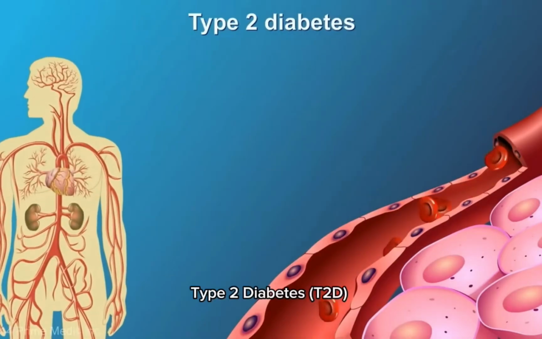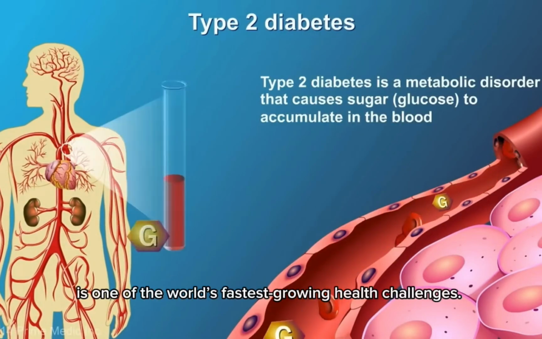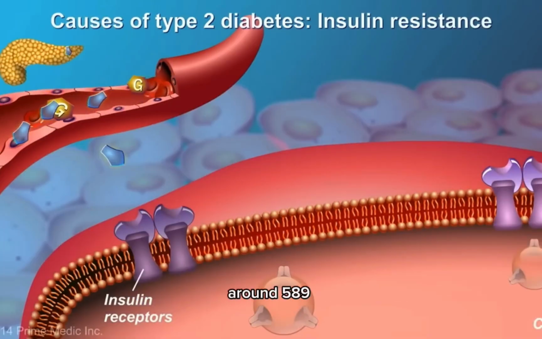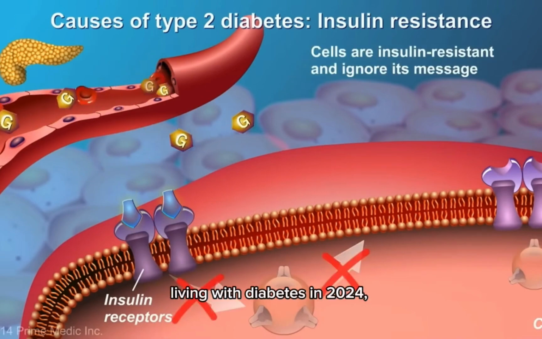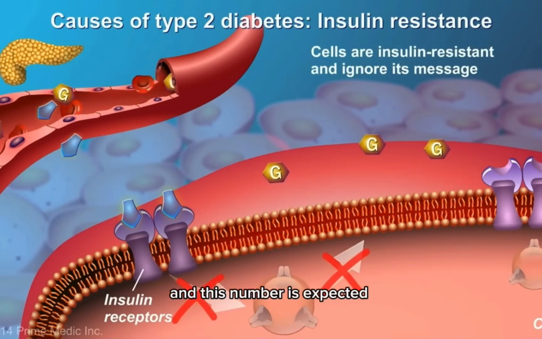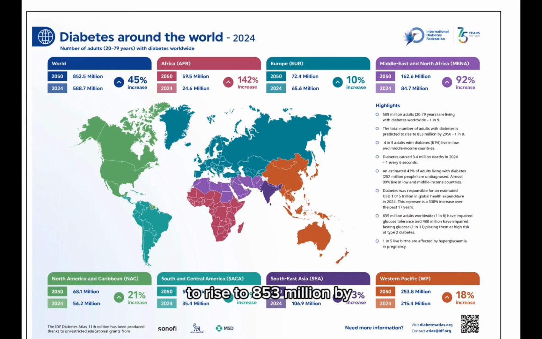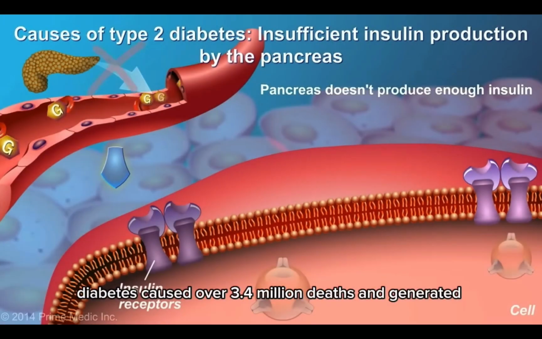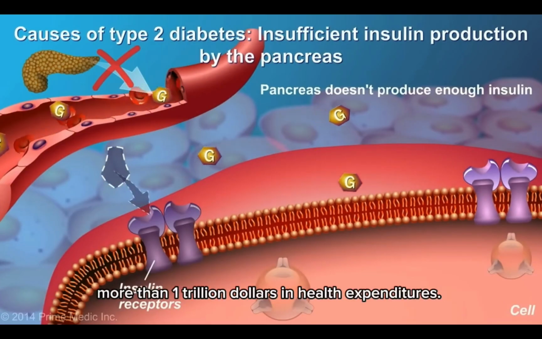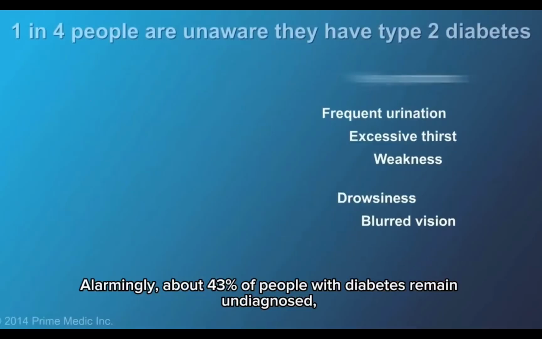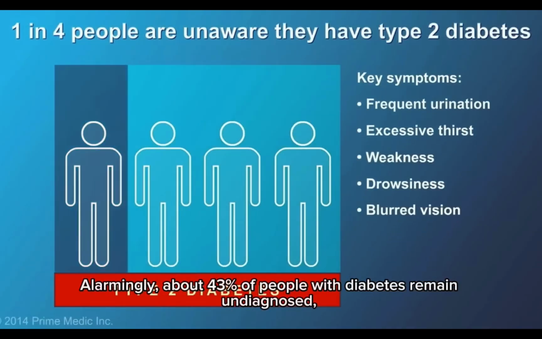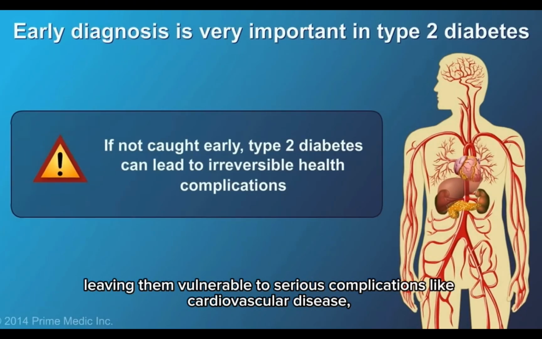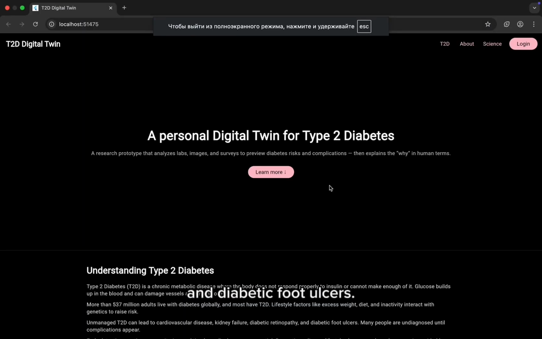Type 2 diabetes, T2D, is one of the world's fastest growing health challenges. According to the IDF Diabetes Atlas 2025, around 589 million adults worldwide were living with diabetes in 2024, and this number is expected to rise to 853 million by 2050. In 2024 alone, diabetes caused over 3.4 million deaths and generated more than $1 trillion in health expenditures. Alarmingly, about 43% of people with diabetes remain undiagnosed, leaving them vulnerable to serious complications like cardiovascular disease, kidney failure, retinopathy, and diabetic foot ulcers.